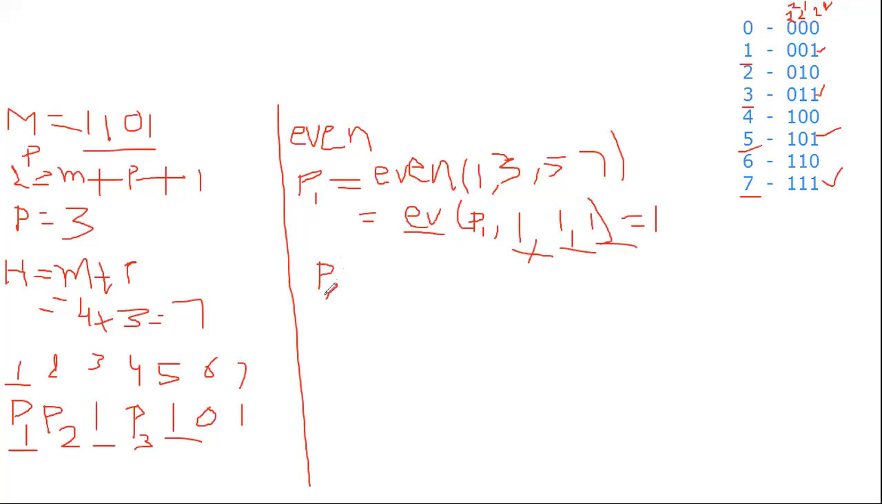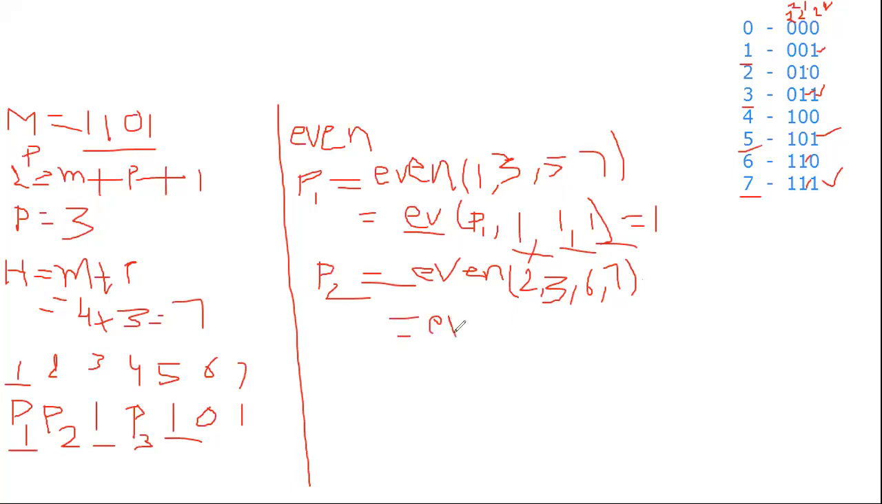P2 means second position. Second position means 2 power 1 position. So from the table, take the 2 power 1 position: which numbers have a 1 there? Those are 2, 3, 6, 7. So take the even parity of 2, 3, 6, 7.